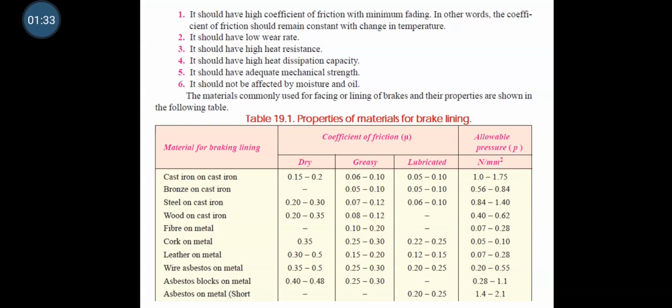The table shows the properties of the materials for brake lining. Materials for brake lining include cast irons, bronze, steels, wood, fiber, cork, leather, asbestos, etc., with the relevant coefficient of friction mu and the relevant allowable pressures for the different brake lining materials.